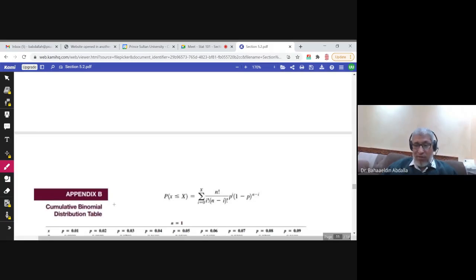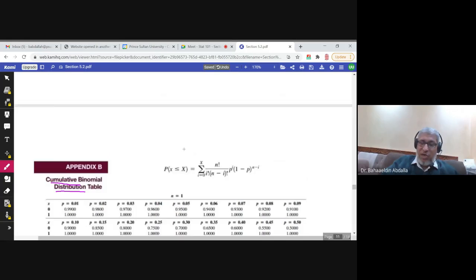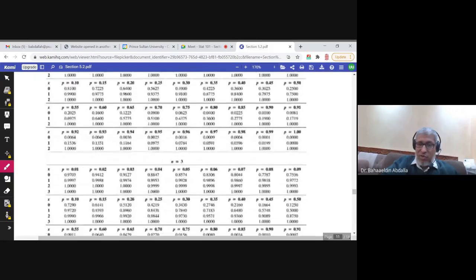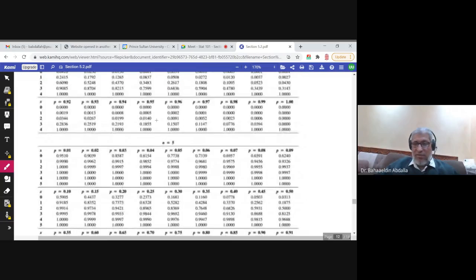But if you want to use or learn about tables, this is the cumulative binomial distribution. And cumulative, as you remember, means less than or equal. So in this table, you will see the probability of x less than or equal to a number, which is the summation from 0 to x of the binomial formula. There is a table for each n. If you remember, in our question, n was 5. So n2, n3, you go to the table of 5. This is n4, and this is n5. Okay, so n is 5.